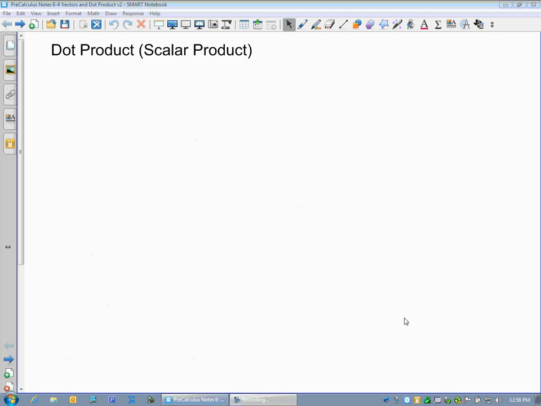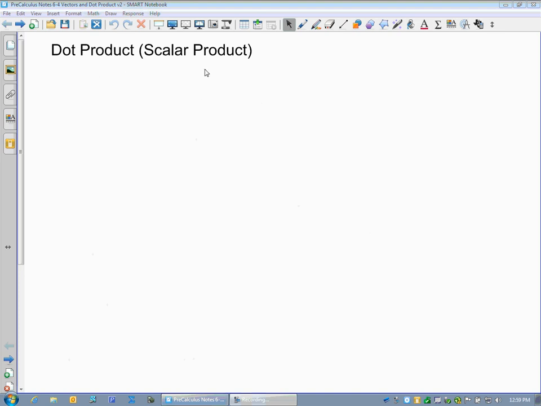Hello, this is Mr. P, and today we're going to learn about the dot product of two vectors. When multiplying vectors, there's more than one way that you can multiply vectors. One way is the dot product, which is also known as a scalar product, and the other way would be the cross product, which is also known as the vector product.